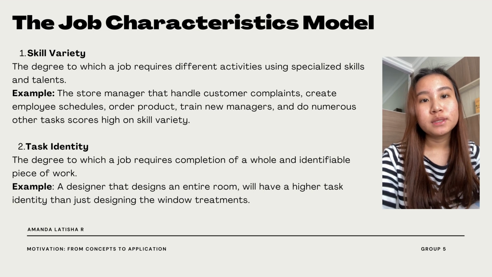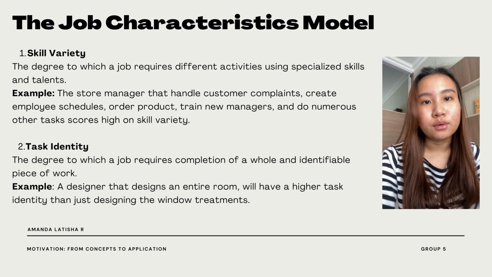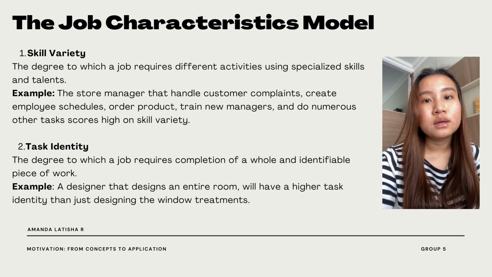So now I'm going to be explaining about the job characteristic model. This job characteristic model was developed by Hackman and Oldham. Basically, this is a model that proposes any job can be described in terms of 5 core job dimensions. The first one here is skill variety. Skill variety is when a job requires different activities using specialized skills and talents.